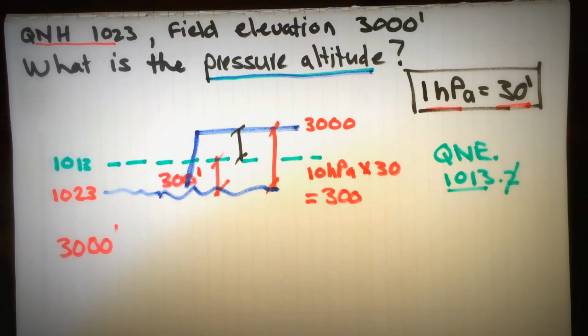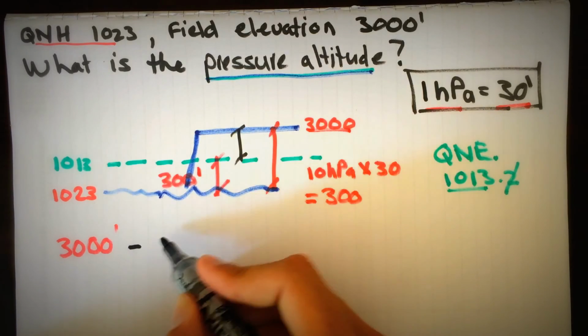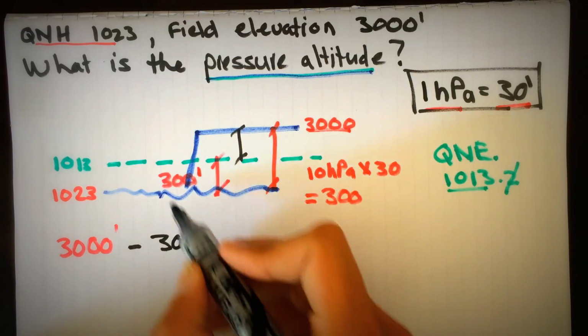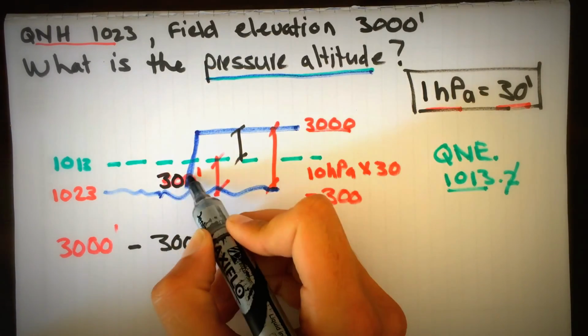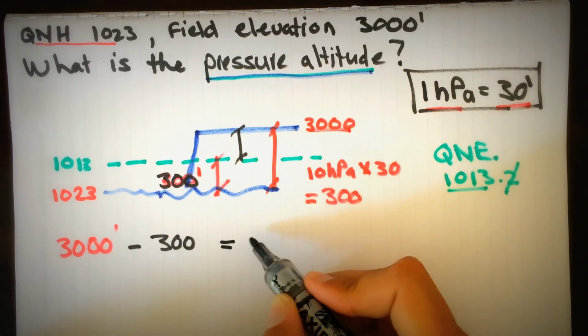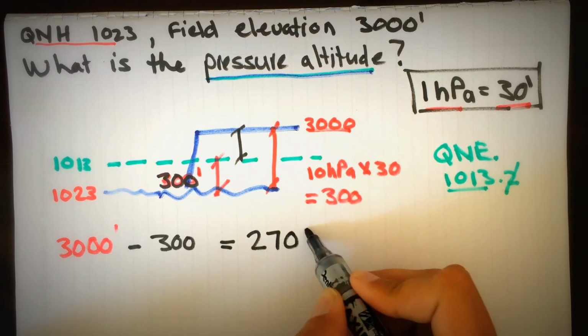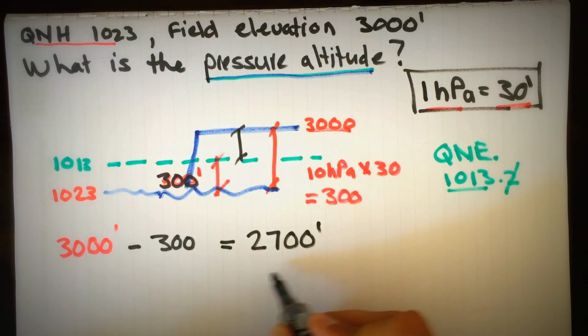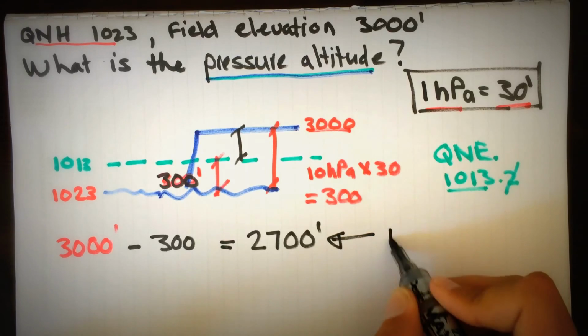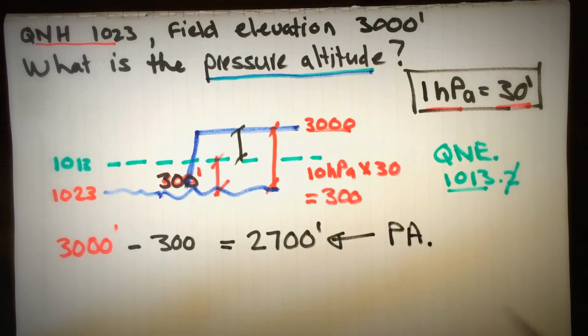So that means now, if we take this 3,000 minus 300, which is this one over here, we're going to get an answer of 2,700 feet, which means that is our pressure altitude, which means we've solved the problem.